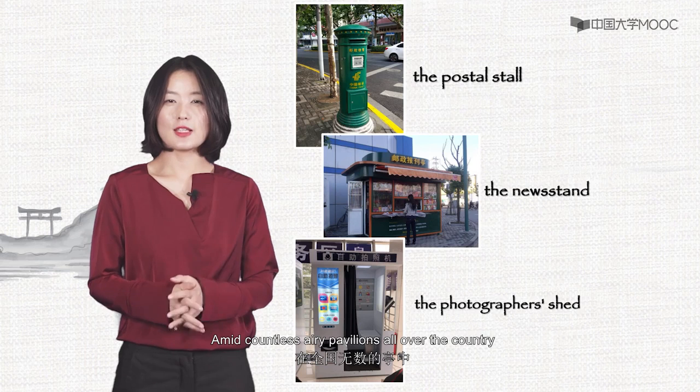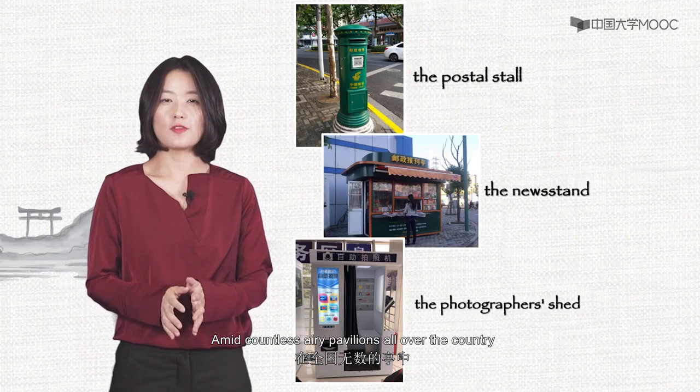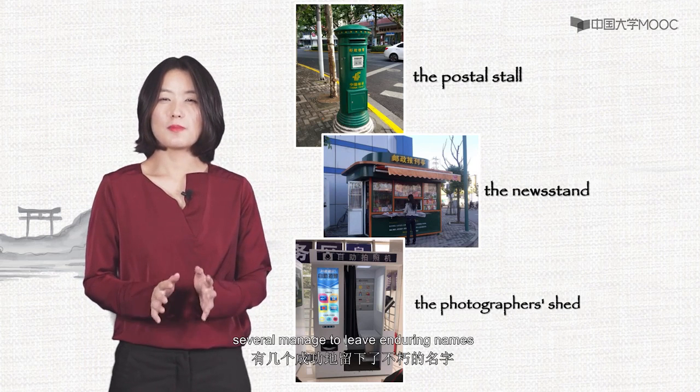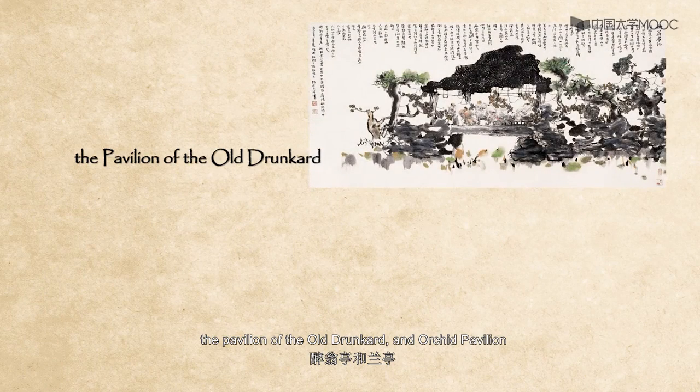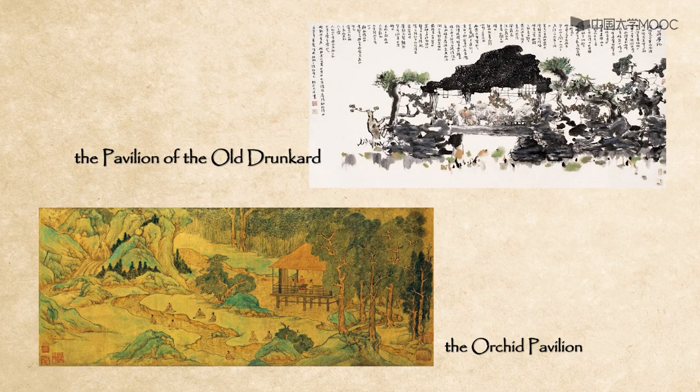Amid countless airy pavilions all over the country, several managed to leave enduring names: the Pavilion of the Old Drunkard and Orchard Pavilion, not for any distinguished design nor the scenery that comes with them, but for the namesake literary masterpieces accomplished there.